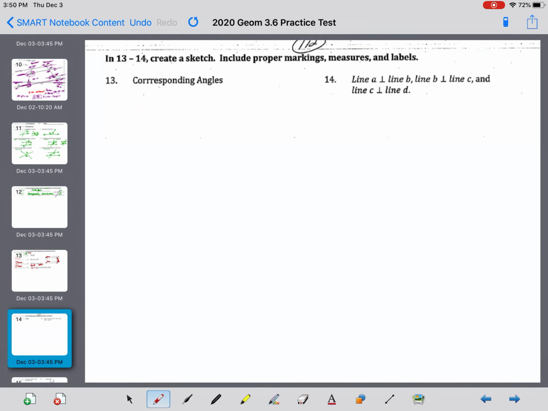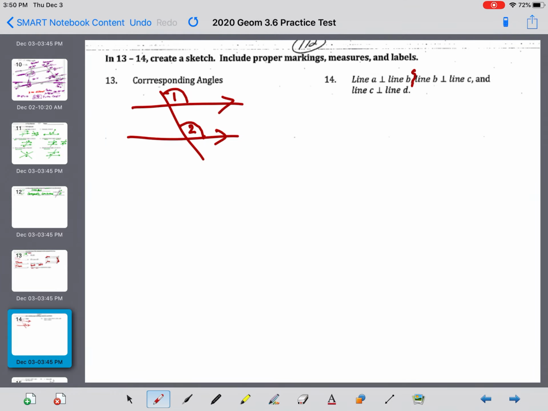All right, flipping to the middle of the bracket, the next page. Corresponding angles. Oh, well, this is kind of like number 1. Create a sketch of corresponding angles. So parallel lines, throw a transversal in. I'm going to call 1 and 2, and I'm going to put an arc mark, because corresponding angles are congruent.